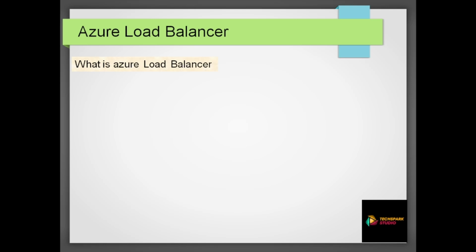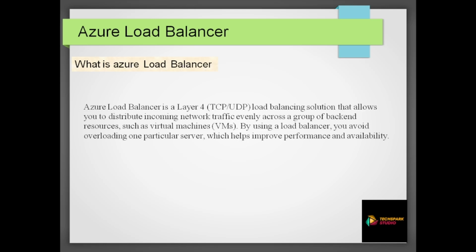So, what is Azure Load Balancer? Azure Load Balancer is a layer 4 load balancer that distributes incoming network traffic across multiple virtual machines. It works by using TCP/UDP protocol to distribute network traffic based on the source IP and port. And load balancer is a very cost-effective and scalable solution for managing inbound and outbound traffic for applications.